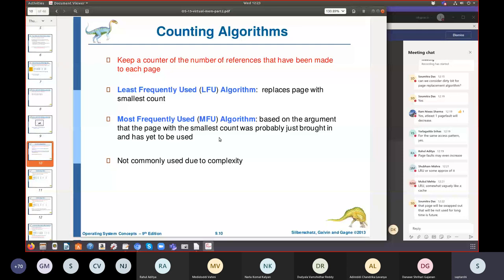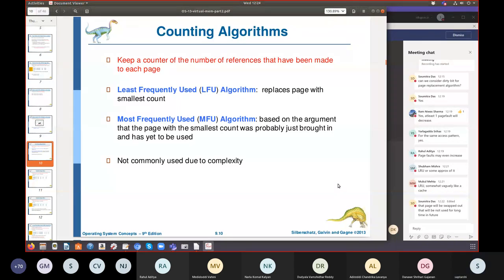But before that, I see a comment by Shomithro. He says that the page that will not be used for a long time in future will be swapped out. I guess he is proposing that we swap out the page which will not be used for a long time in future. Of course, there is an issue here.